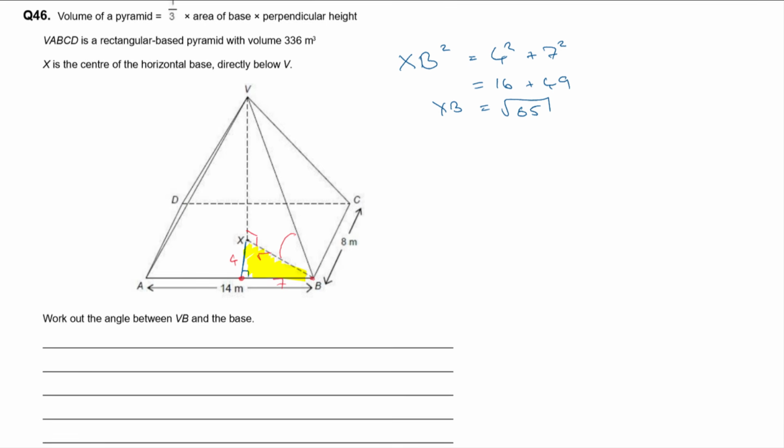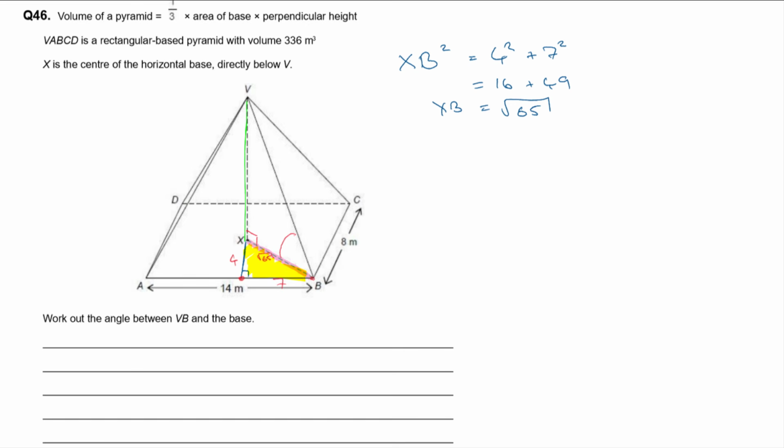That is root 65. Okay, so I know one thing in the triangle now, BXV, but I need to know another thing. The next thing I want to find is this length. Okay, so I found this length.